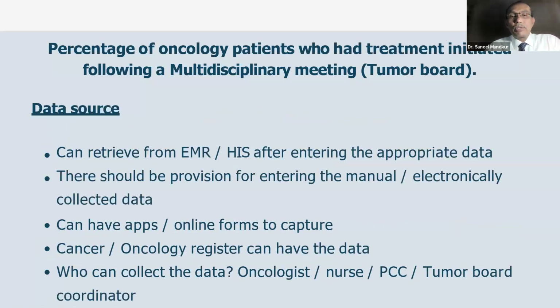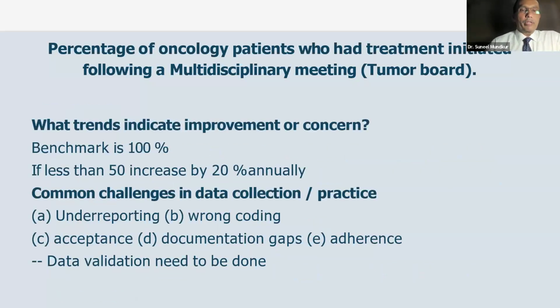Data source: you can retrieve it from the EMR or HIS. There should be provision for entering the manual or electronic collected data. You can have apps or online forms to capture it. The cancer or oncology register can have this data. And who can collect the data? The oncologist, nurse, or patient care coordinator, or you may have a tumor board coordinator who meets as per the frequency defined in your hospital's policy. So he can say whether all the patients of oncology have treatment initiated following tumor board discussion.